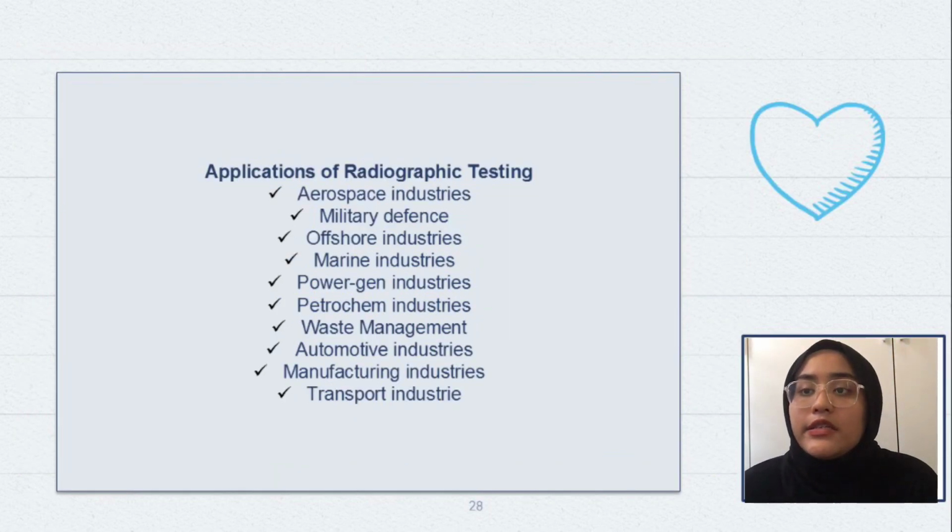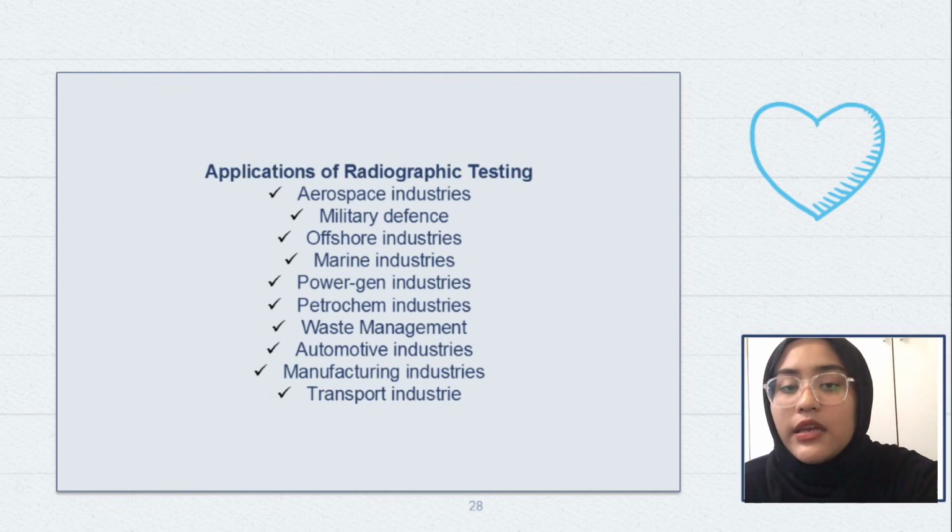So here are the applications of radiographic testing. We use it in aerospace, military, offshore industries, marine industries, power generation, petrochemical, waste management, automotive, manufacturing, and also the transport industry. So it is a widely used method, but it is also very hazardous and very dangerous to humans' health. So adequate preparation is absolutely necessary.